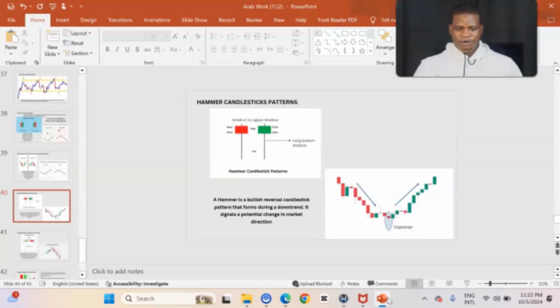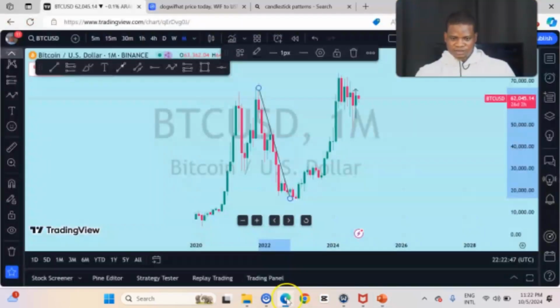So the next candle we'll be talking about is the hammer. You see that this candle looks like a hammer. It's a bullish reversal candlestick pattern that forms during a downtrend. It forms when the market is in a downtrend. So you see that this market is in a downtrend. You saw the hammer. The candle actually looked like you are holding a hammer. And once you see the hammer, what happened? The market reversed.